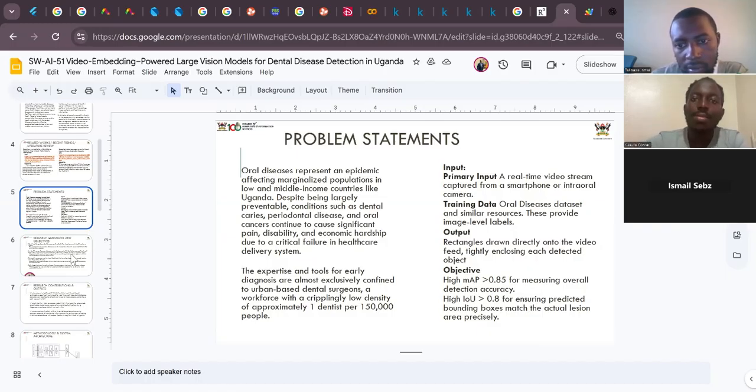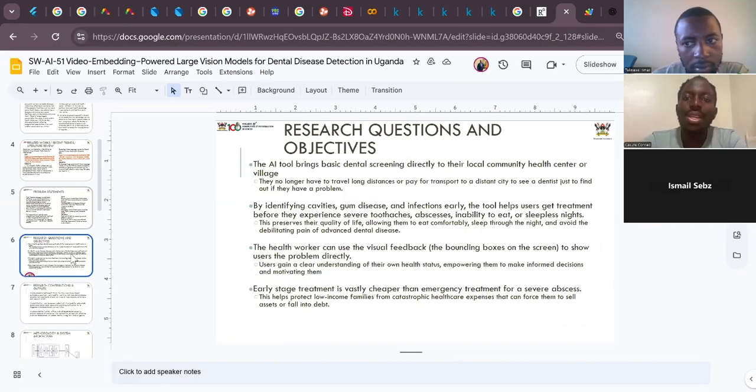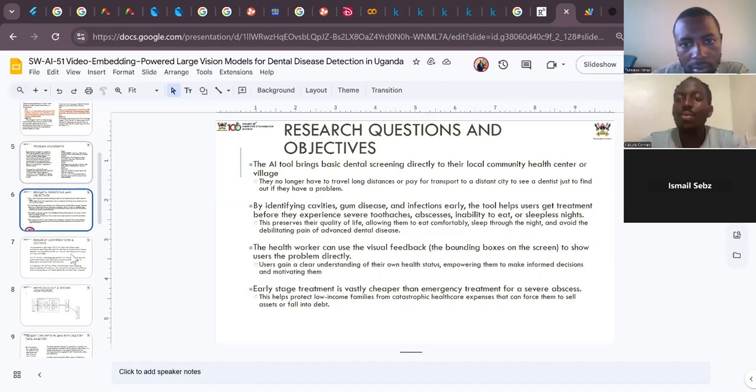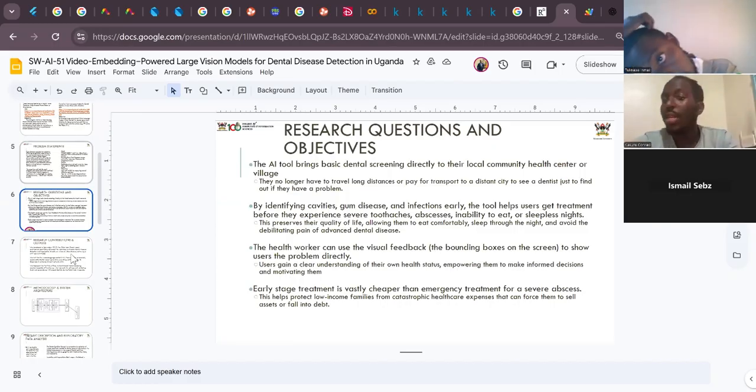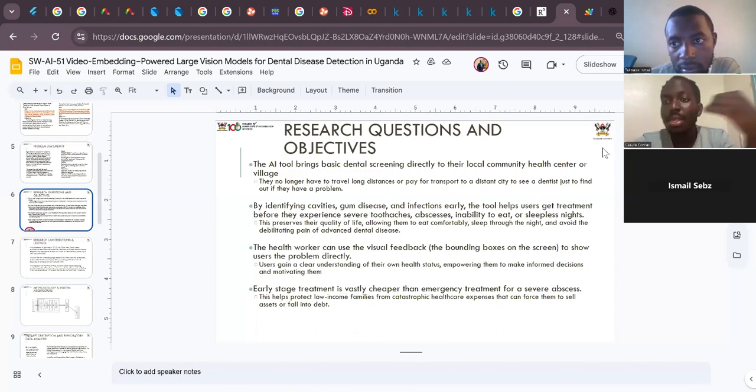So the research objectives and questions: can the AI tool bring basic dental screening directly to our local communities? Here are the objectives of the research. We want to bring the AI closer to villages so that they don't have to travel back and forth in order to take care of their teeth. And by identifying the caries earlier, someone doesn't have to go to extreme measures of removing the tooth and maybe buying a fake one. It can just be sealed.